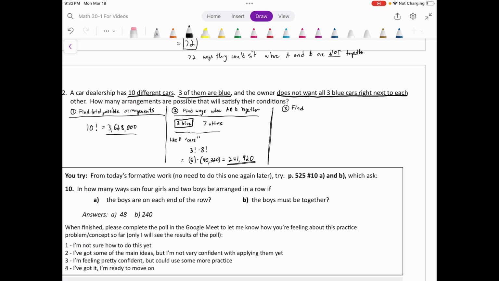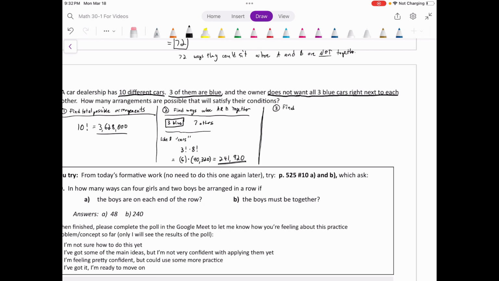Luckily for us, we found the total possible, and we found the ones out of those total where they are together. So find arrangements where they are not together. Okay, and since not together plus together equals total, right, then not together is just going to be take our total and subtract the ones where they are together. And all we'll be left with is the ones where they're not together.